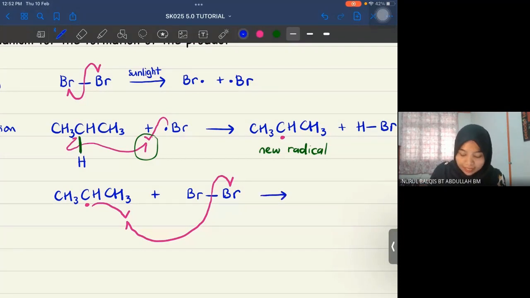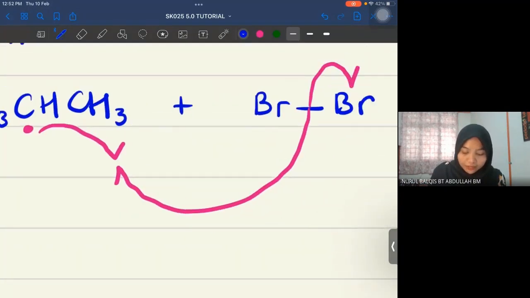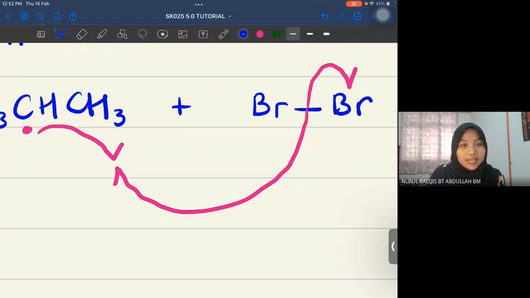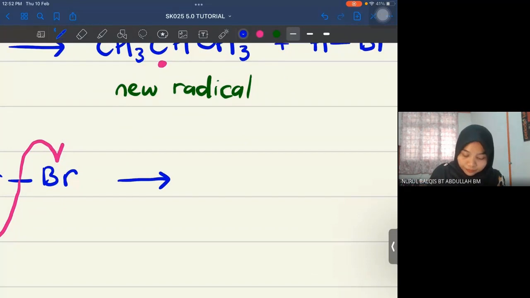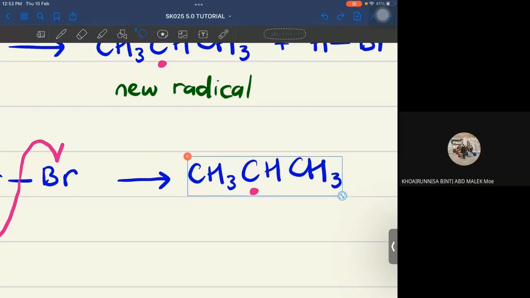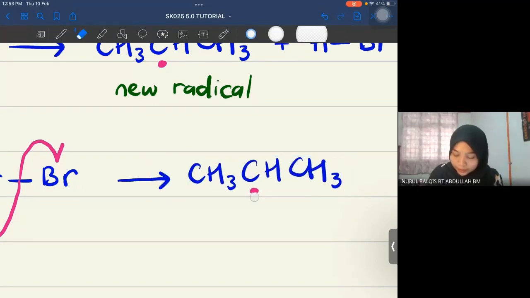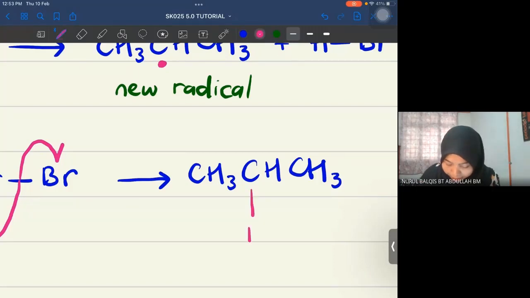Jadi dia akan hasilkan apa? Bila radical of carbon dengan Br bergabung, dia akan dapatkan satu bond. Bond consists of 2 electrons comes from the carbon radical and Br radical. Hence, can we get a new bond in here? Boleh tak kita dapat new bond dekat sini? Dekat carbon tu? Boleh. So kita akan ada kat sini, kita masukkan Br.